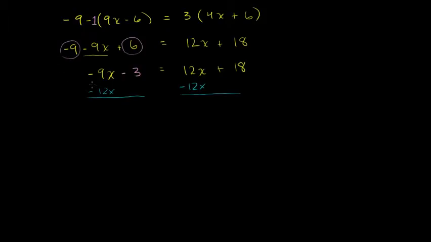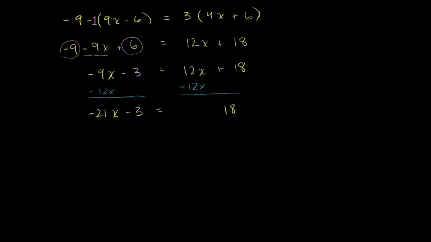Now, on the left-hand side, I have negative 9x minus 12x. So negative 9 minus 12, that's negative 21. Negative 21x minus 3 is equal to 12x minus 12x. Well, that's just nothing. That's 0. So I could write a 0 here, but I don't have to write anything. That was the whole point of subtracting the 12x from the left-hand side. And that is going to be equal to, on the right-hand side, we are just left with an 18.